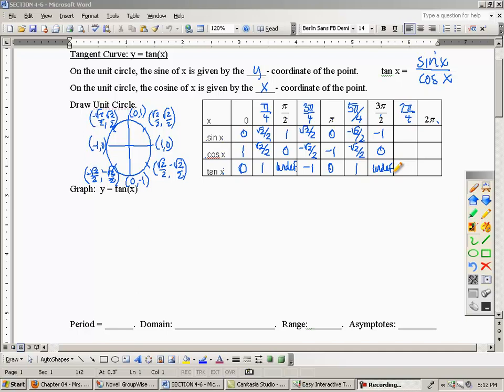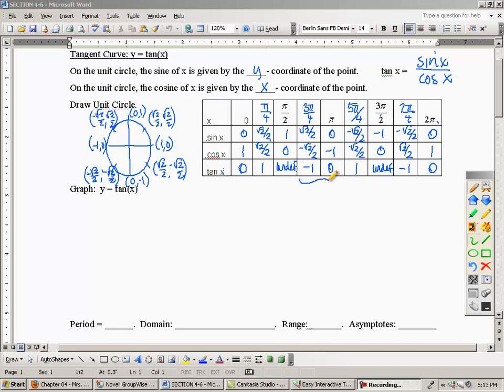At 7 pi over 4 in the fourth quadrant, my sine is negative, my cosine is positive. When I divide them, I get negative 1. At 2 pi, I get a sine value of 0, a cosine value of 1, which gives me a 0 for my tangent. Now you should start to see a pattern.